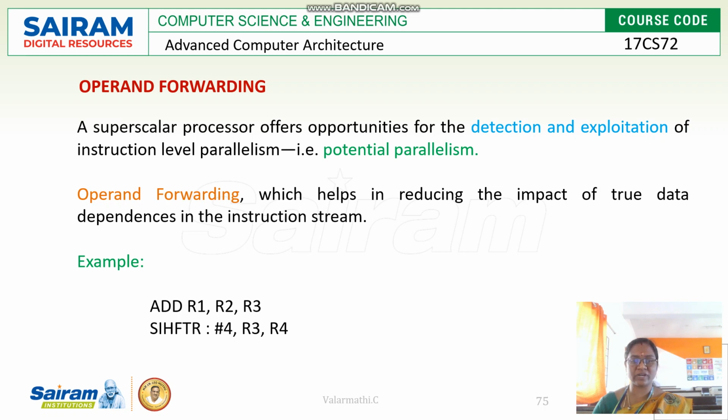How operand forwarding helps to reduce the impact of true dependence, we will see with one example. Two instructions are given. The first one is an addition instruction, the second one is a shift right instruction. The first instruction is ADD R1, R2, R3: the values of R1 and R2 are added and the result is stored in R3. After this, the shift right instruction shifts the value of R3 right by 4 bits and saves the shifted value in R4.